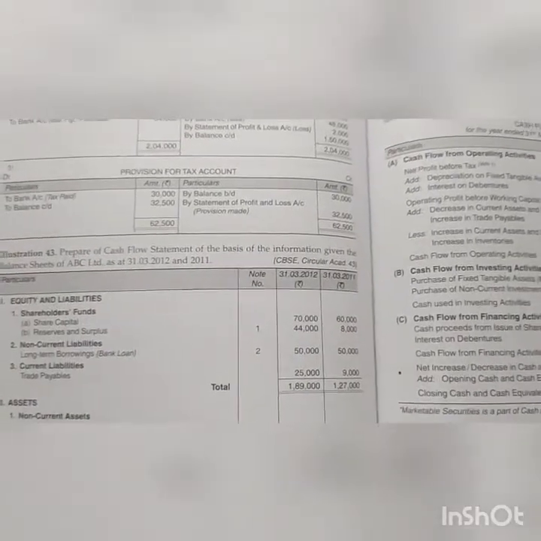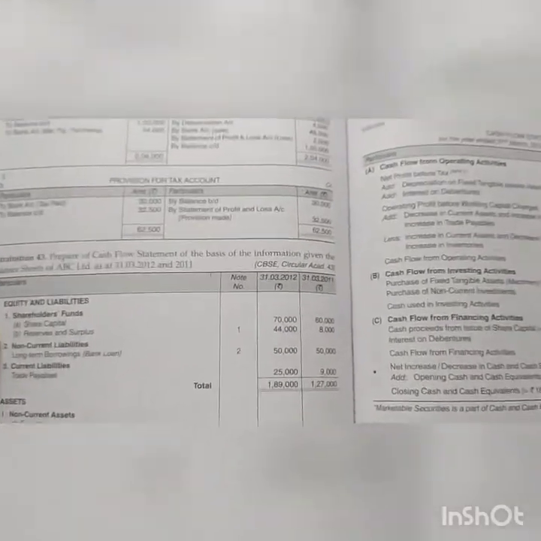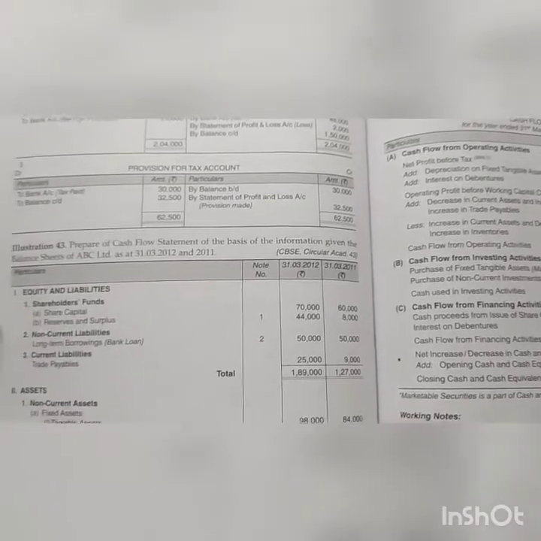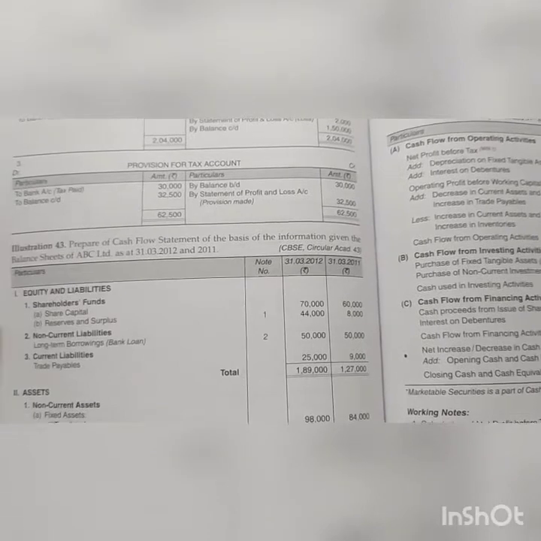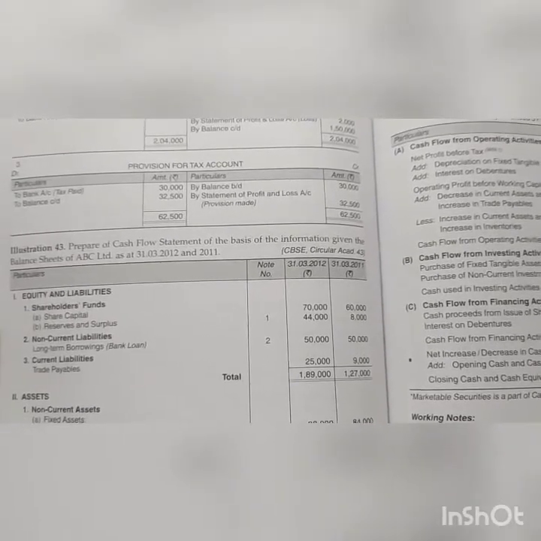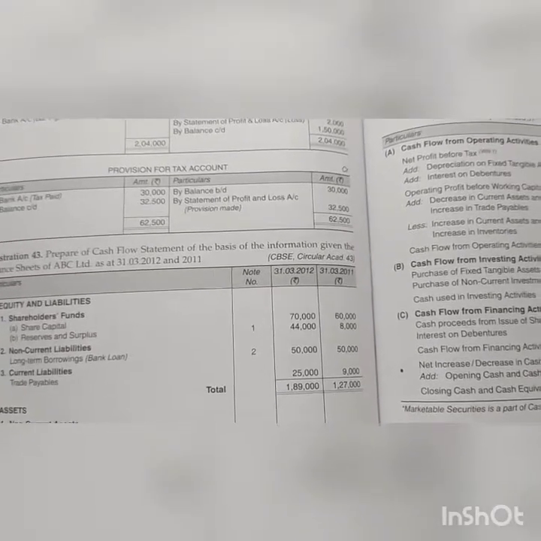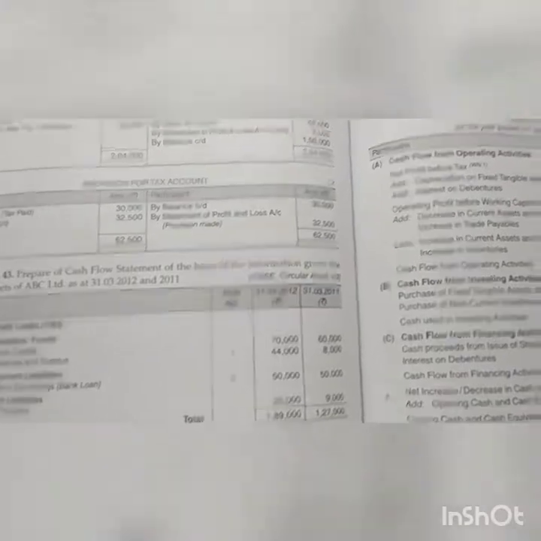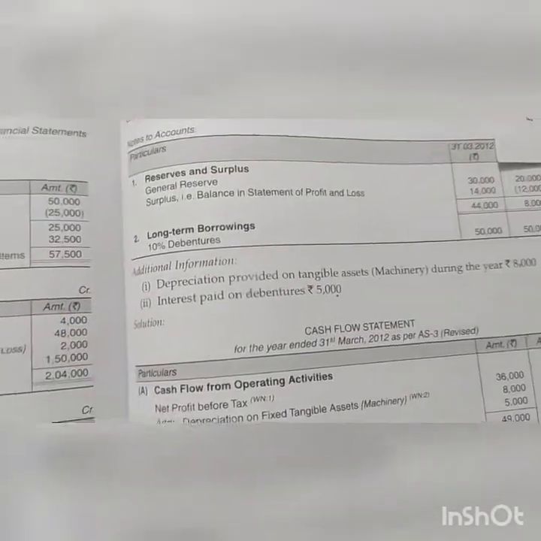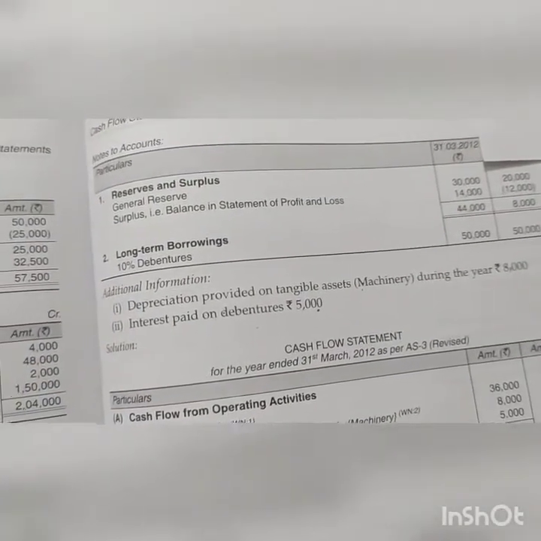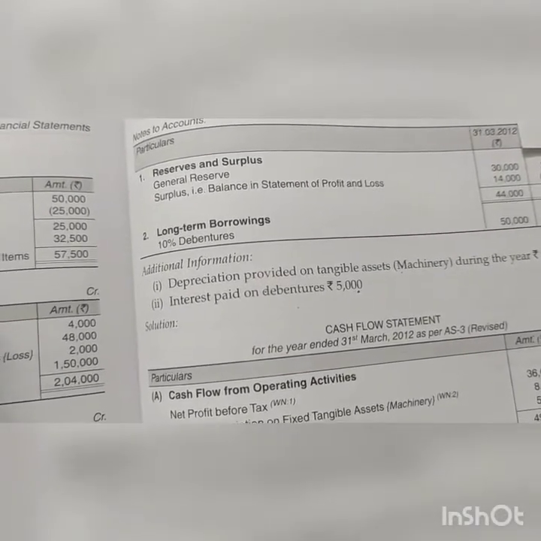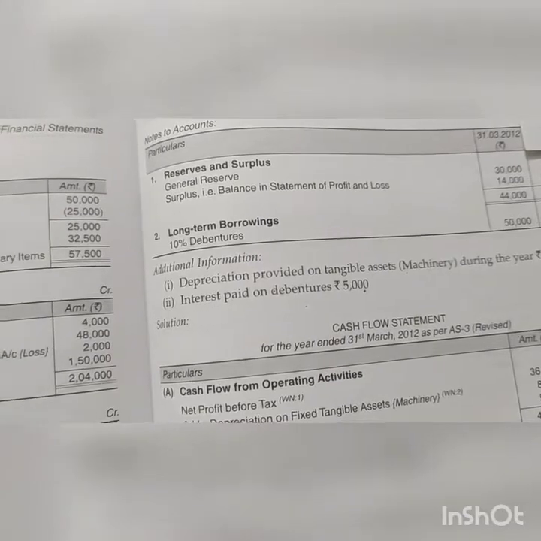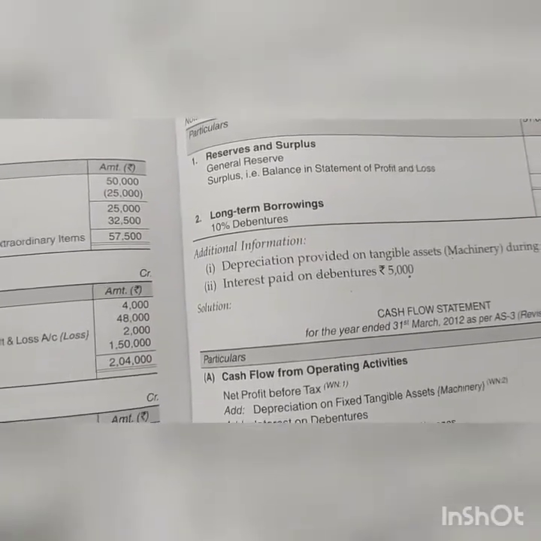Good morning, students. As we have covered maximum adjustments, that is proposed dividend, provision for tax, accumulated depreciation, the basic one is left, that is if depreciation is given in the question in adjustment, so which account we need to prepare under that. We are going to discuss the same today.